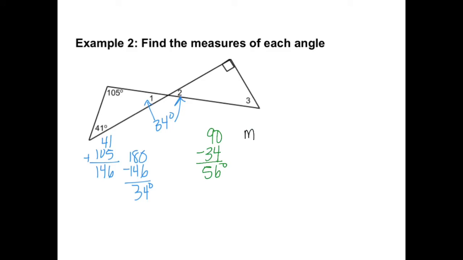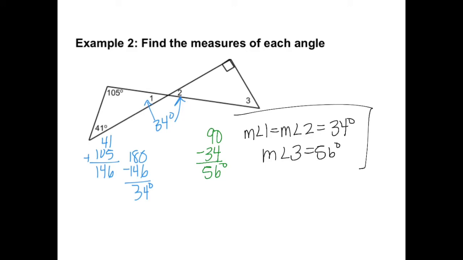So the measure of angle 1 is equal to the measure of angle 2, which equals 34 degrees. And I'm just writing it this way so I don't have to write equals 34 so many times. And then the measure of angle 3 equals 56 degrees. So that does not look like a 6. 56 degrees. And that's my final answer with the measures of each angle.